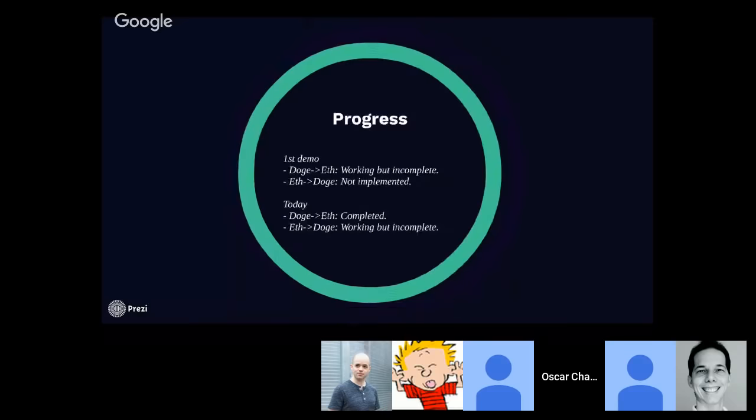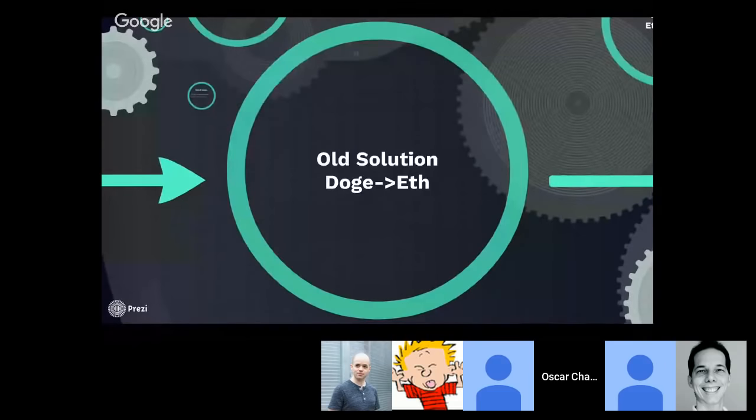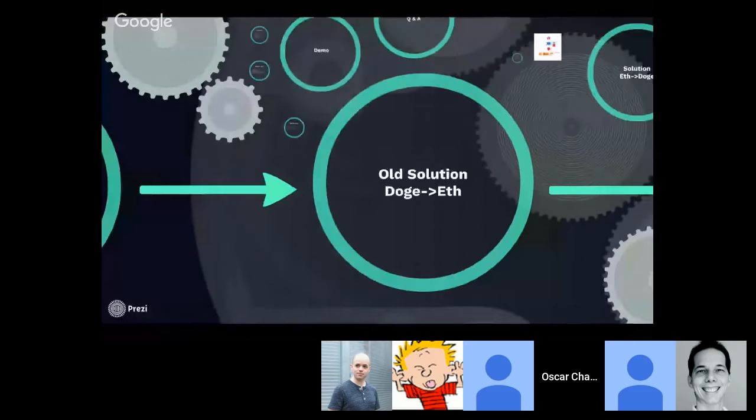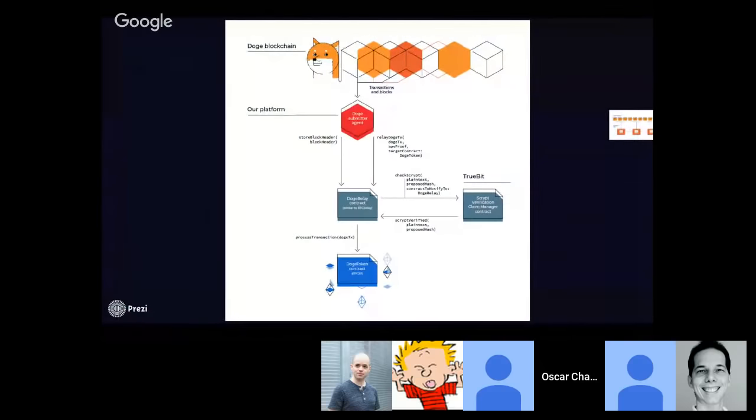Let's move on. So let's review the solution that we presented in the previous demo. We had a system that was very similar to BTC Relay, but adapted for Dogecoin. And there was a Doge token contract, an ERC20 contract where the tokens were minted.